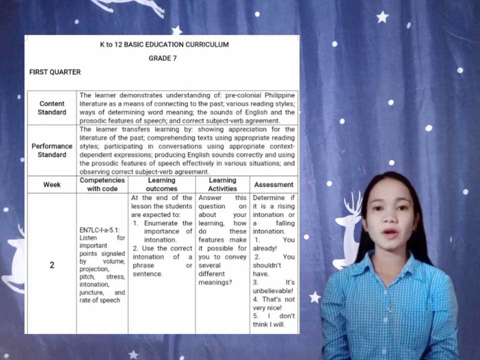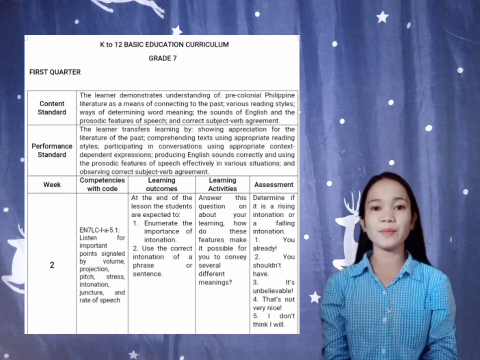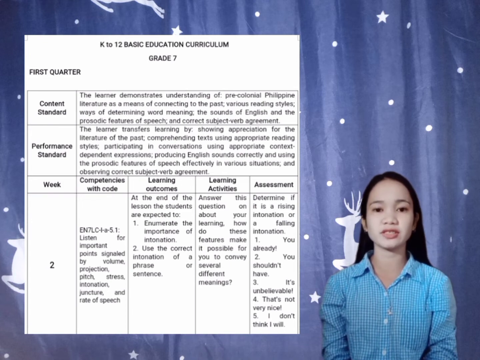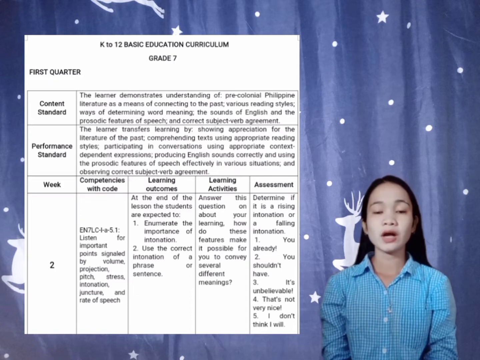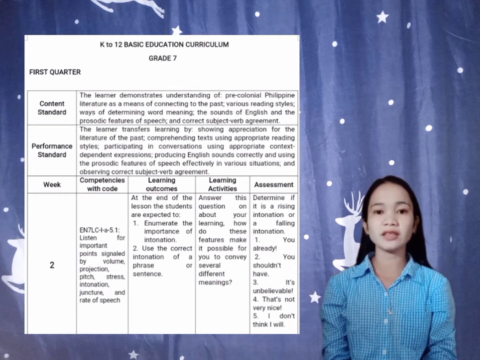reading styles, participating in conversations using appropriate context-dependent expressions, producing English sounds correctly and using the prosodic features of speech effectively in various situations, and observing correct subject-verb agreement. Week 2. Competencies with Code EN7LC-1-A-5.1. Lesson 4. Important points signaled by volume, projection, pitch, stress, intonation, junctures, and rate of speech.